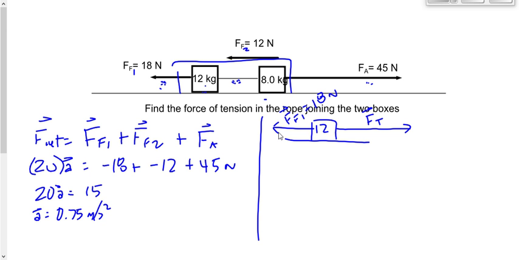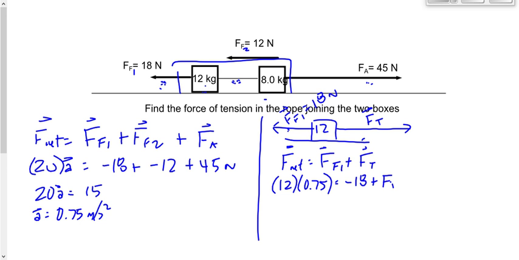But how do we know that that tension has got to be bigger than the force of friction pulling it backwards? If it's moving to the right, the net force has to be to the right on all of the objects, including the 12 kilogram object. So let's say F net is equal to the sum of the forces again. This time it's FF1 plus FT. Mass is 12 this time. Acceleration is 0.75. FF1 is negative 18, just as it was before. Now we're going to solve for FT.